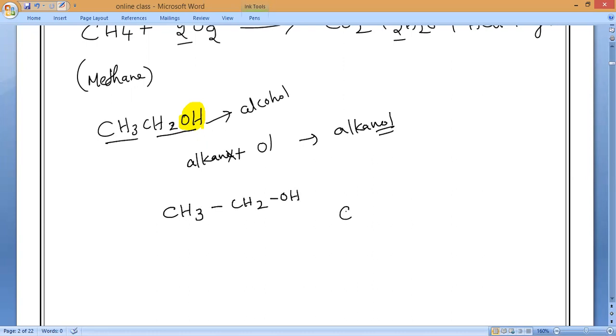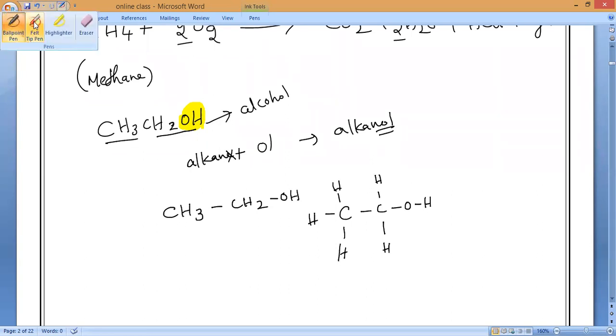CH3OH means the structure will come like this, with H and H. We all studied, it is the first member of the alcohol group. Is it the second member? Because for the first member, only H is there. Second member it is. So what is the name of this one? Ethanol.